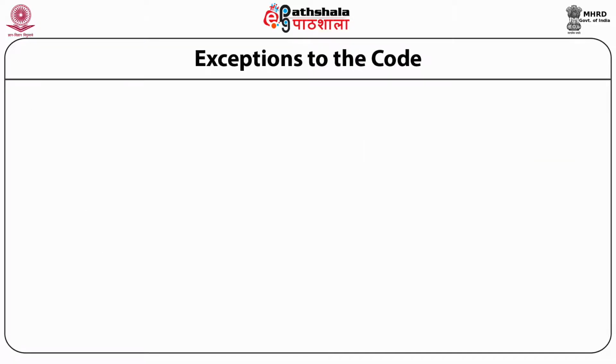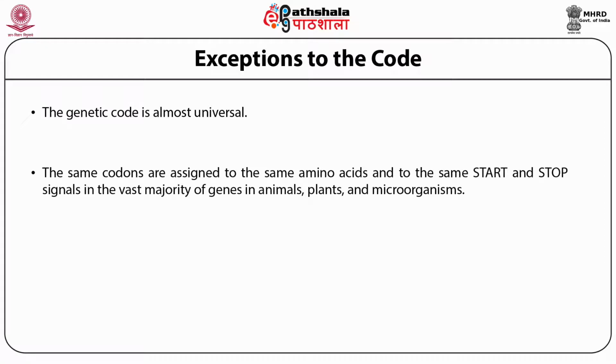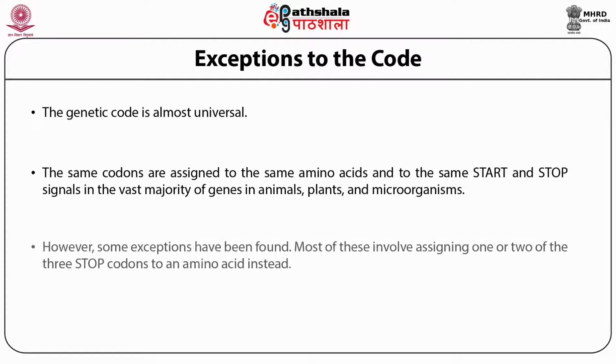What are the exceptions to the genetic code? The genetic code is almost universal. The same codons are assigned to the same amino acids and to the same start and stop signals in the vast majority of genes in animals, plants and microorganisms. However, some exceptions have been found. Most of these involve assigning one or two of the three stop codons to an amino acid instead.